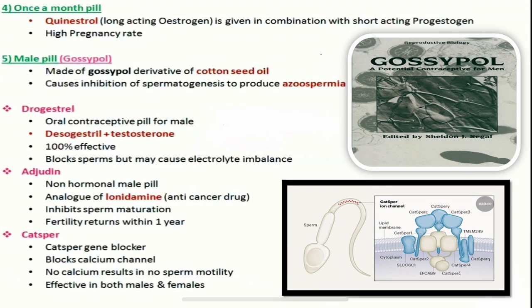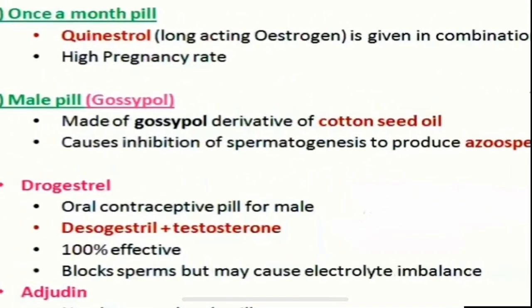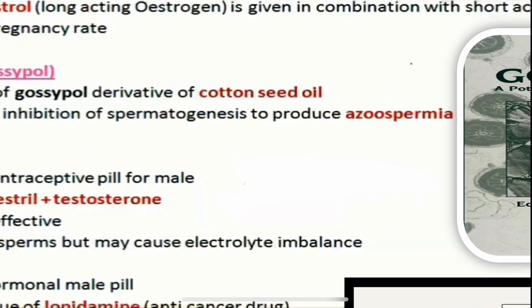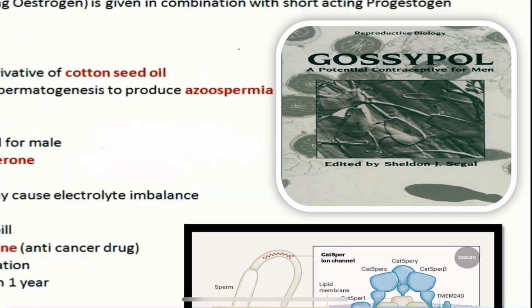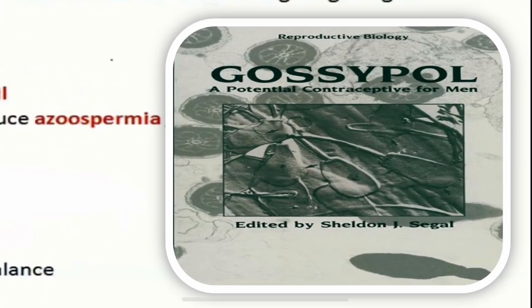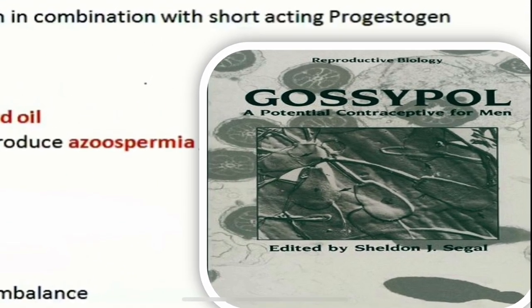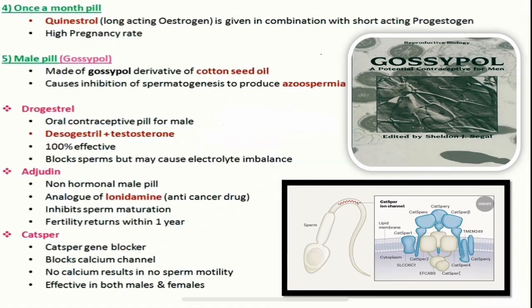Moving on to the male pill, gossypol. Male pill, the four main lines of approach. The male pill is made up of gossypol, which is a derivative of cottonseed oil. You can see that gossypol, a contraceptive for men, is made from cottonseed oil. It causes the inhibition of spermatogenesis, in turn producing azoospermia.